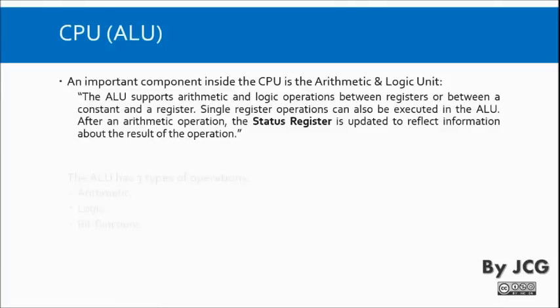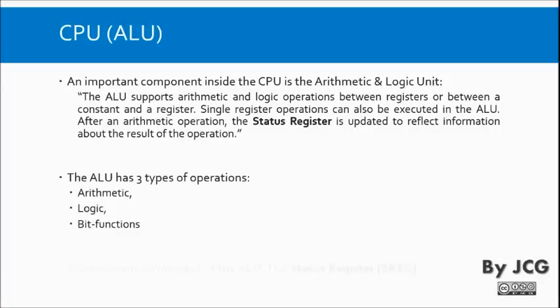Let's see an important component of the CPU. This component is the ALU, and as the datasheet says, it supports arithmetic and logic operations between registers or even between a constant and a register. Single register operations can also be executed in the ALU. It is important that you understand that after an arithmetic operation, the status register is updated to reflect information about the result of the operation. Be careful. The status register does not hold the result of the operation. It reflects information about the result, but not the result itself.